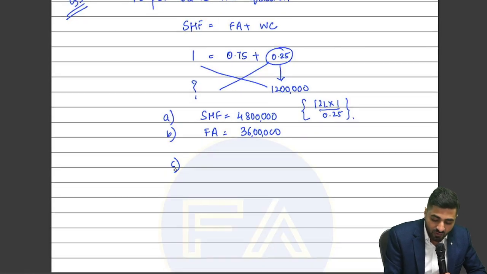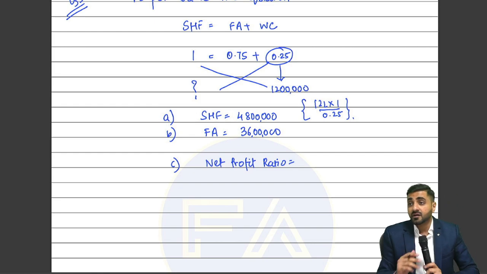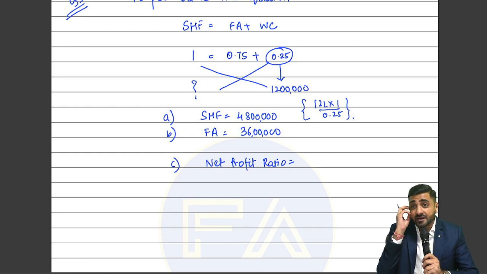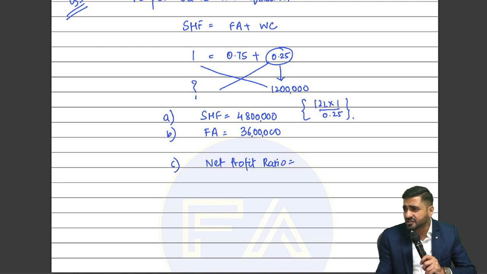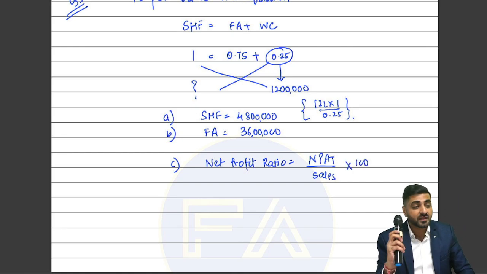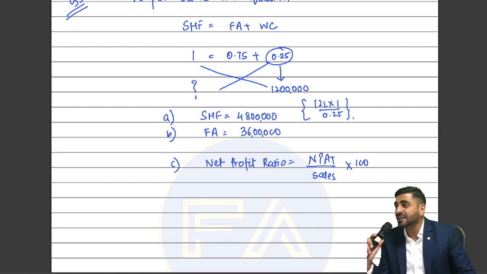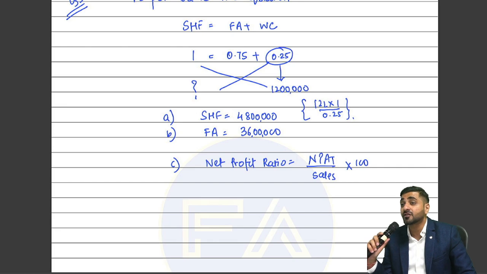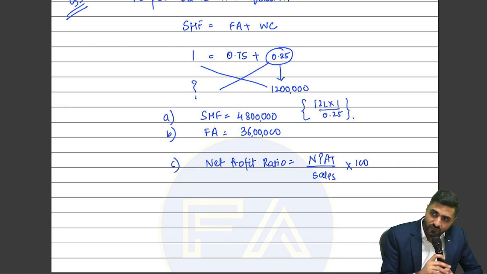Now what is your net profit ratio? What is your net profit ratio, everyone? I explained to you what the net profit ratio is in the P&L. Tell me. NPAT upon sales, na yaar. Net profit after tax upon sales. I want to ask, do we have sales? You don't have it readily available, but we can calculate it. With which ratio will we calculate? The working capital turnover ratio, we can calculate that.